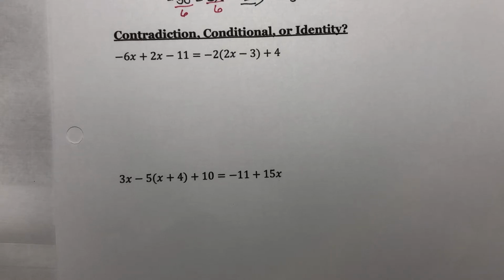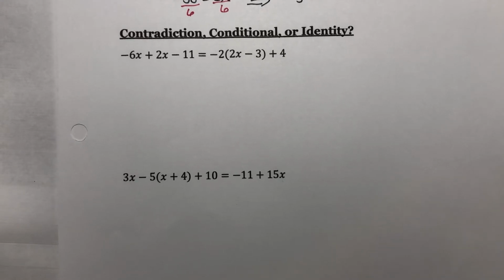This is part 5 of section 1.1. This is the last little topic in this first section. You're going to be asked to decide whether these equations represent a contradiction, a conditional, or an identity. The easiest way for me to explain what these are is to work one of each.